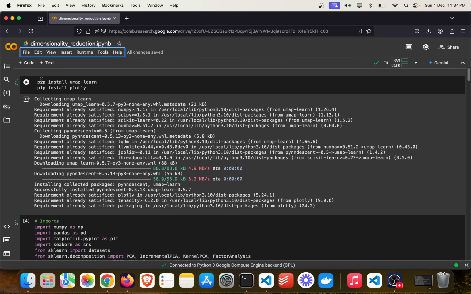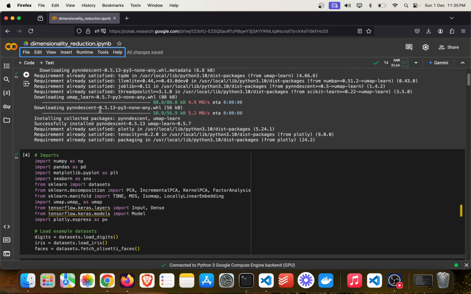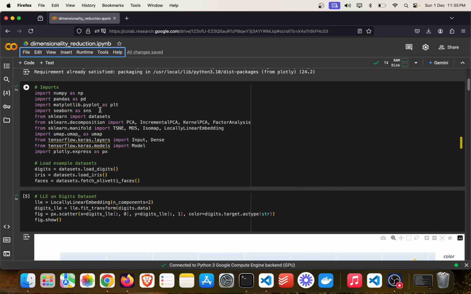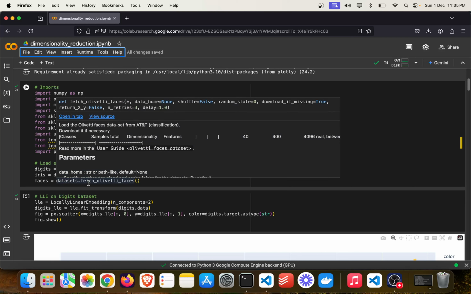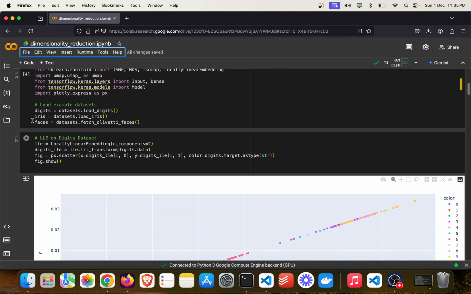So, first we have to install UMAP Learn, which is used for the UMAP technique, and Plotly will be used to display various metrics as plots. And for this collab, we are using three data sets: digits, iris, and faces. The digits data set contains 1700 samples of handwritten digits as images, and it's commonly used for training and testing image recognition models.